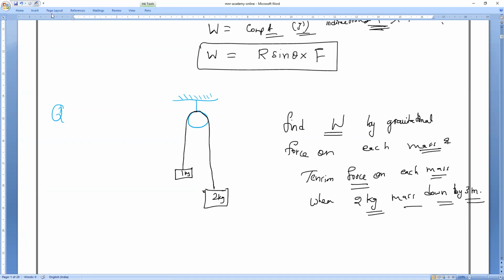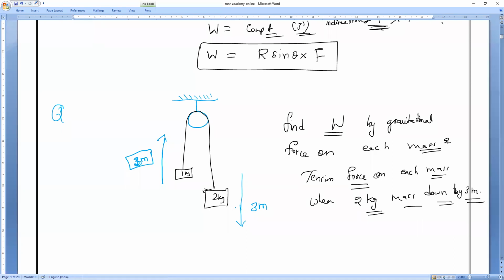Yes, please. 2 kg mass will go how many meters? 3 meters. Now you tell me, if the 2 kg mass goes 3 meters downwards, then the 1 kg mass will go how many meters upwards? 3 meters. It will go upwards 3 meters. Am I right or wrong? Everybody, clear? Yes, sir.